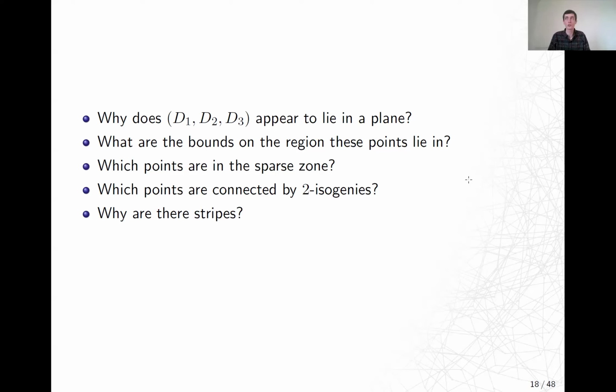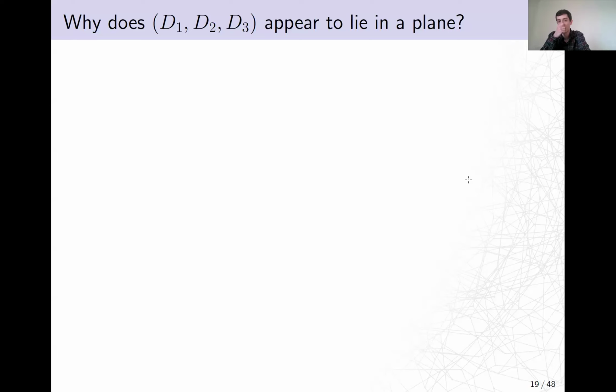Some of these have very straightforward answers just in terms of lattice geometry. If you just know how lattices of certain shape work, you're going to get the answer. Others depend in a more subtle way on the multiplicative structure of these orders, and I'll try to highlight that as we go through. So first question, why do these triples appear to lie in a plane, at least when you plot their logarithms?